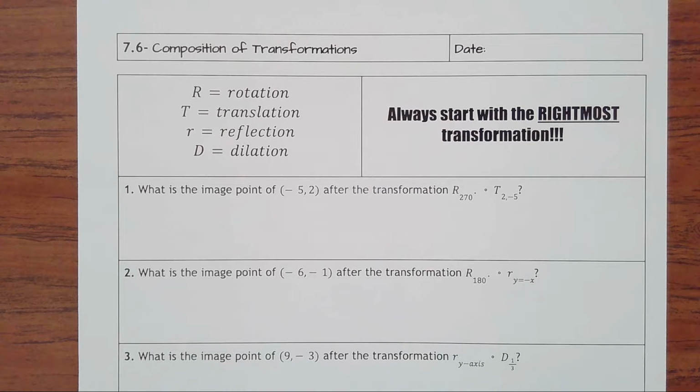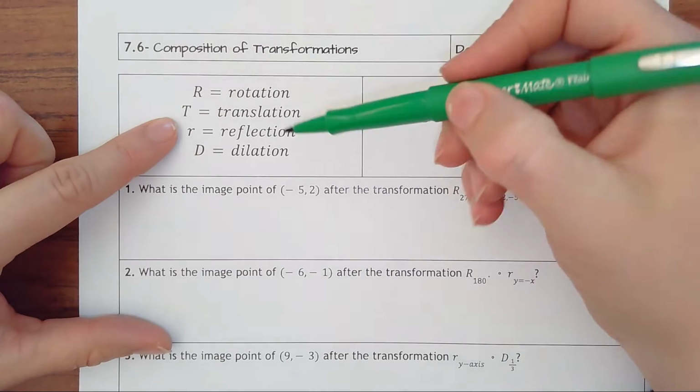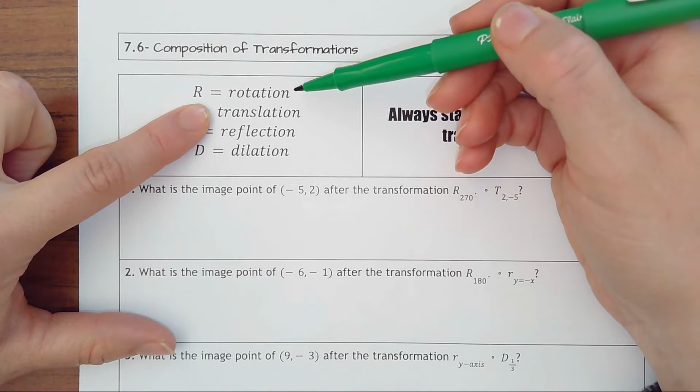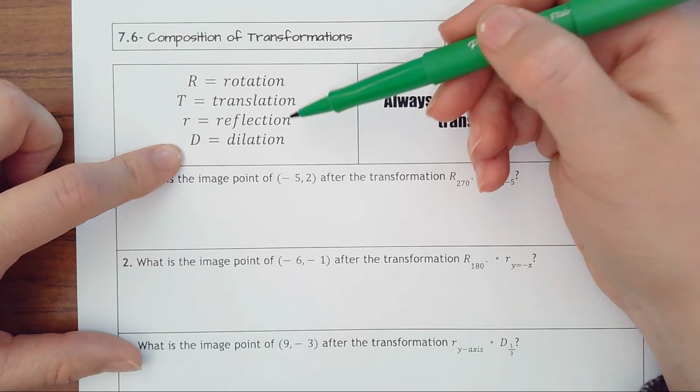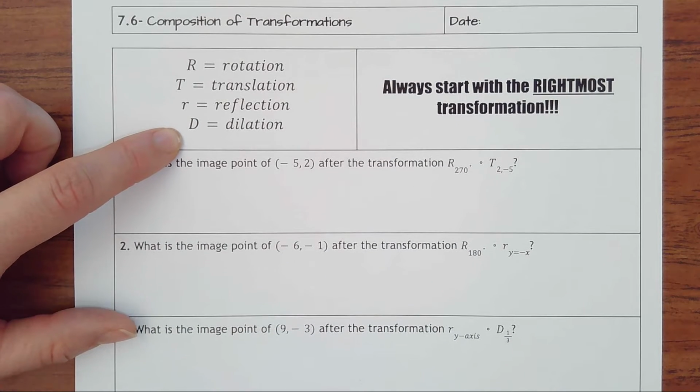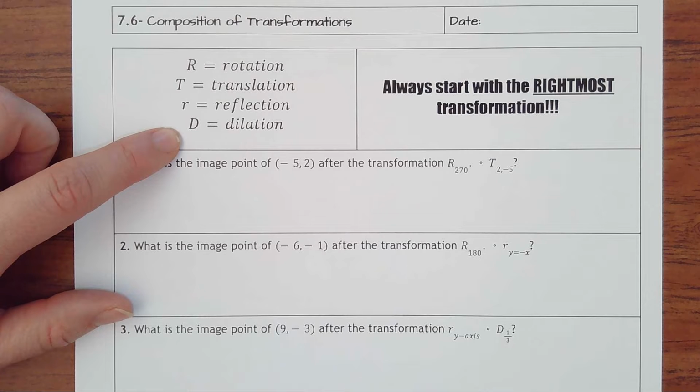Composition of transformations. There are some abbreviations you'll see. If it's capital R, it'll be a rotation. Capital T is a translation. Little r is reflection. Capital D is dilation. And you'll know based on what they say for the subscript, the little part below.